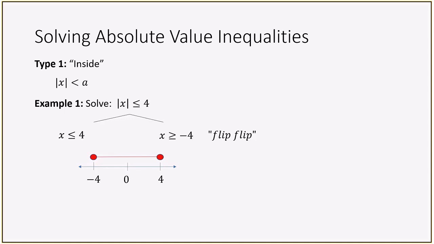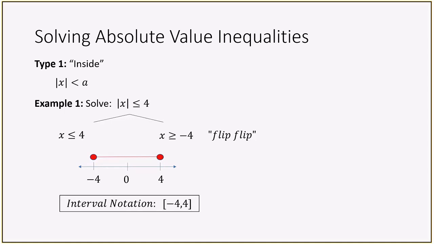If I write that in interval notation, it's everything between -4 and 4, so my smallest possible number is -4, my biggest possible number is 4, and yes, they are brackets because it is less than or equal to and greater than or equal to. Hopefully you're seeing why I called type 1 inside. The graph was inside the two numbers. The interval notation was inside the two numbers.